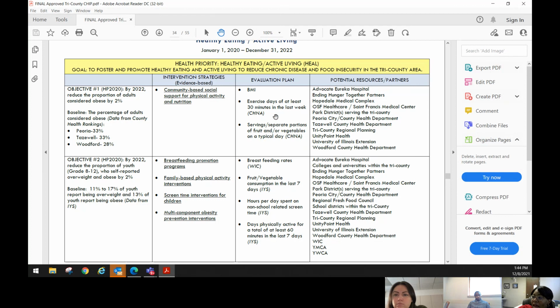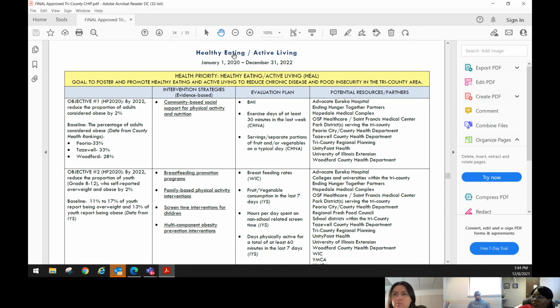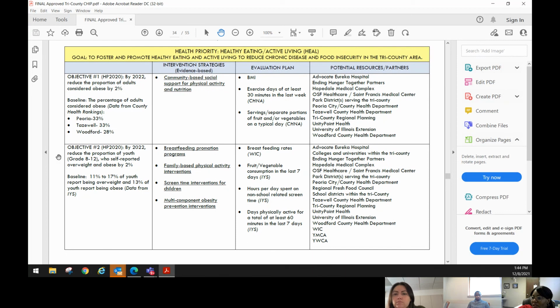So we're going to look at BMI. We're going to look at exercise days. Again, that needs assessment, that survey. And then the servings of fruits and vegetables on a typical day, that's that survey. And these are our partners, okay? So they are part of the Healthy Eating, Active Living Action Committee, all of these organizations.